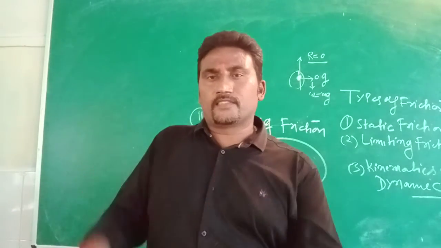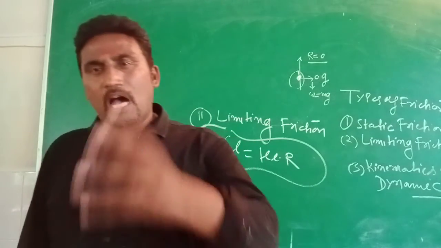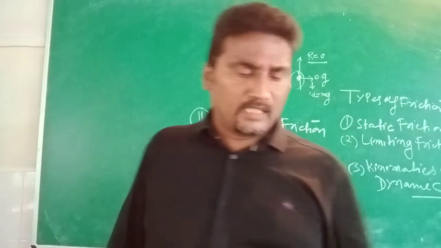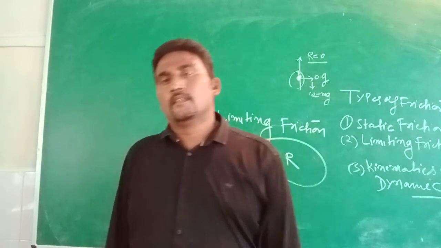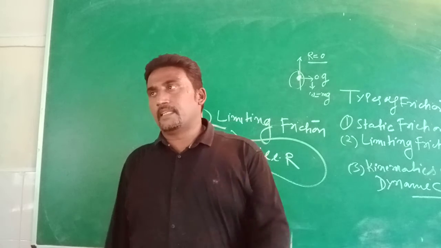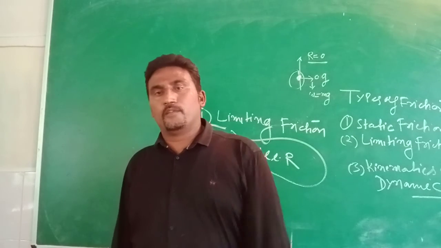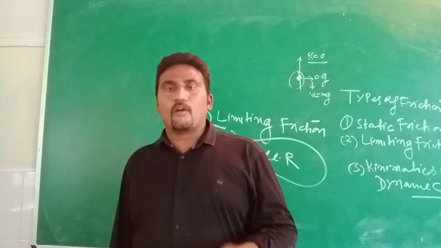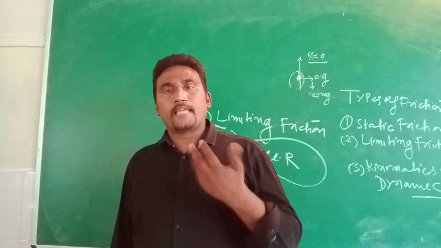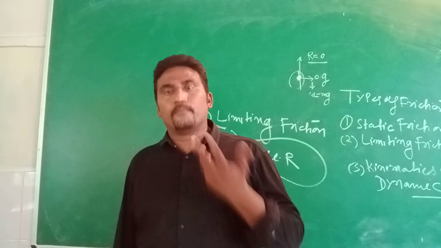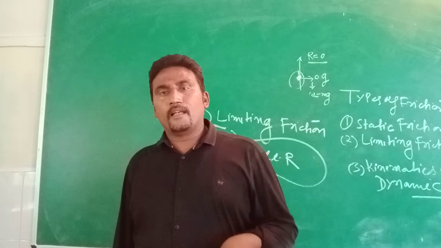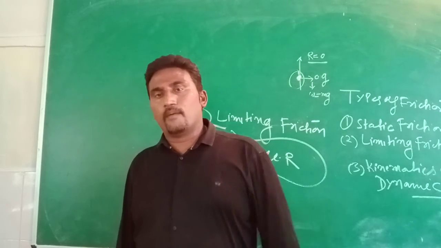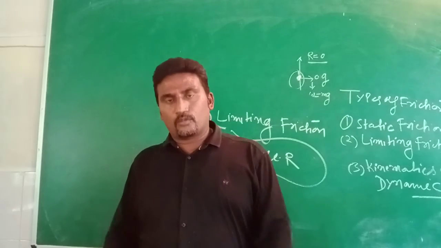If the normal reaction force of the body to be zero or free fall, then person is behave as the weightlessness. That was the mathematical equation. FL is equal to mu L into R. Mu L, that is the coefficient of limiting friction. Capital R, that is the value of the normal reaction force. And FL, that is the value of the limiting friction. That was the total concept.